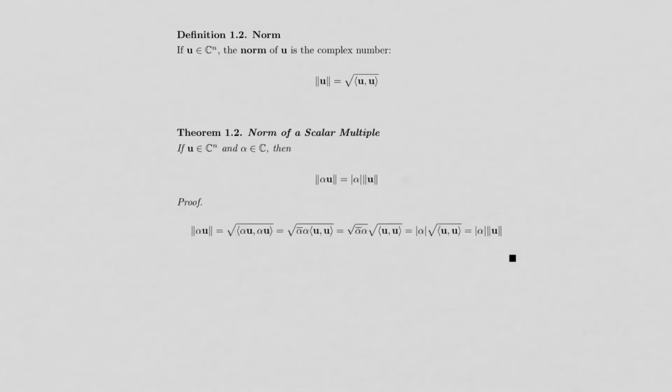We define the norm of a vector using this notation. It looks like absolute value with 2 bars instead of 1. The norm of u is defined to be the square root of the inner product of u with itself. Our second theorem here tells us that the norm of a scalar multiple of a vector is the modulus of the scalar times the norm of the vector. So be careful about this notation here, the modulus of the scalar. This is not the same thing as absolute value.